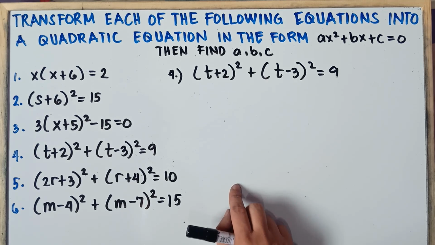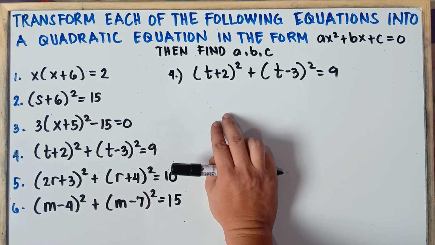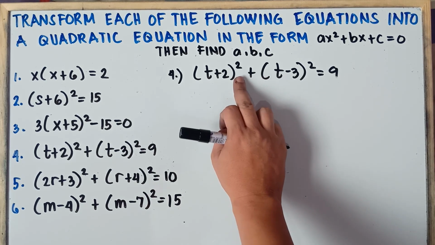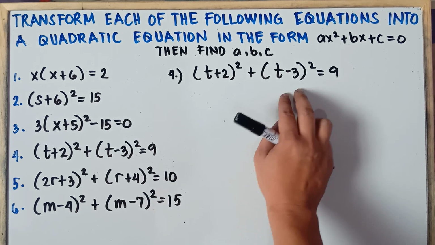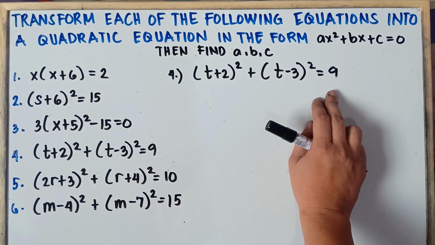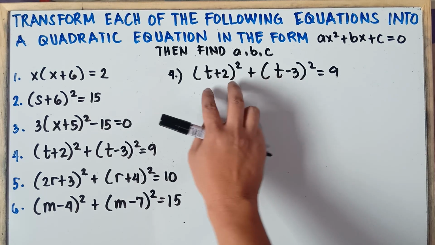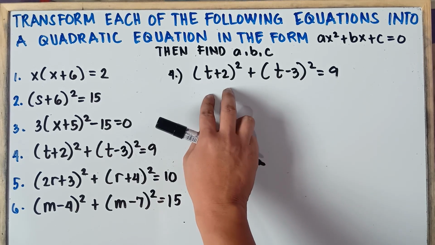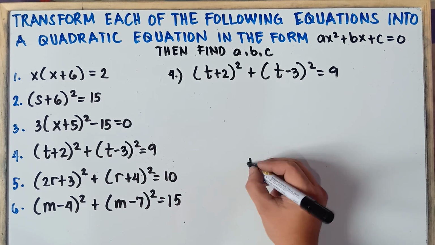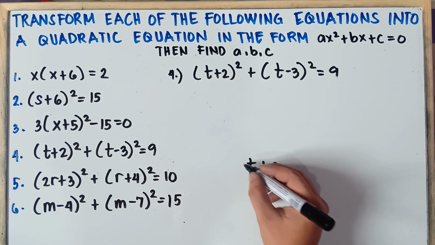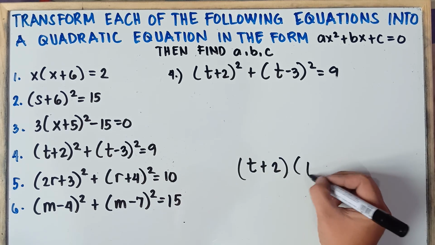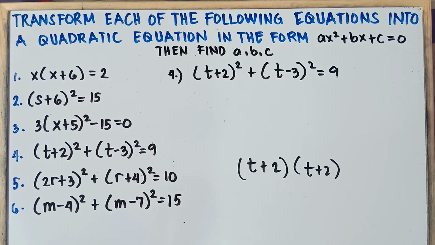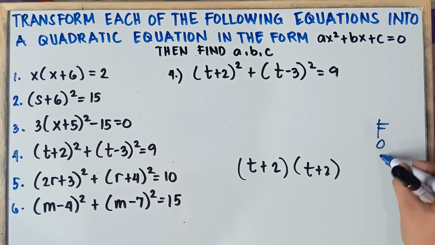Alright, so let's proceed now to example number 4. We are given quantity t plus 2 squared plus quantity t minus 3 squared equals 9. So once again, class, if you have squared, it means that you multiply this equation by itself twice. So let's simplify this one, class, using FOIL method. T plus 2 squared means t plus 2 times t plus 2.